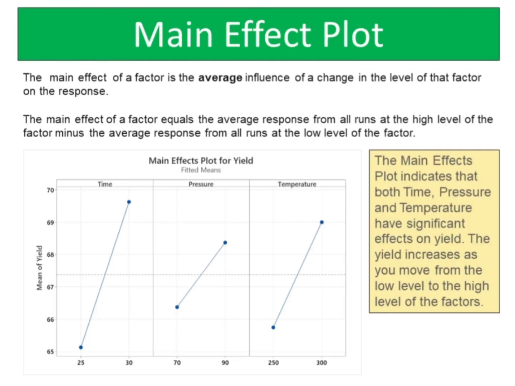Click OK. The main effect of a factor is the average influence of a change in the level of that factor on the response. The main effect of a factor equals the average response from all runs at the high level of the factor minus the average response from all runs at the low level of the factor. The main effects plot indicates that time, pressure and temperature have significant effects on yield. The yield increases as you move from the low level to the high level of the factors.